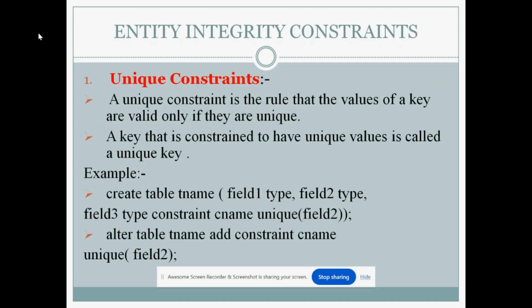Now coming to the constraints of entity integrity constraints, the first one is unique constraint. A unique constraint is the rule that the values of a key are valid only if they are unique. A key that is constrained to have unique values is called a unique key. Example: create table T name, field 1 type, field 2 type, field 3 type constraint C name unique, field 2. Alter table T name, add constraint C name unique, field 2.